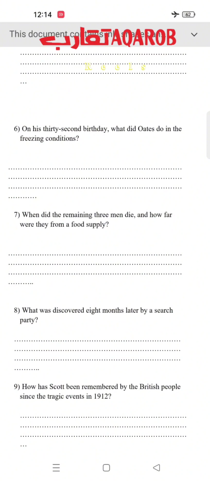Number 8. What was discovered 8 months later by search party? The answer, 8 months later, a search party found their tent and diaries.